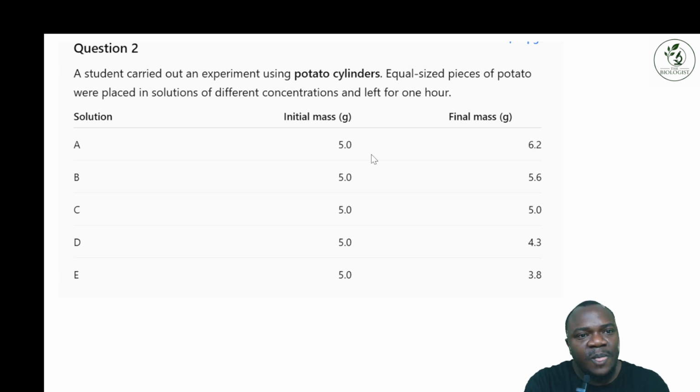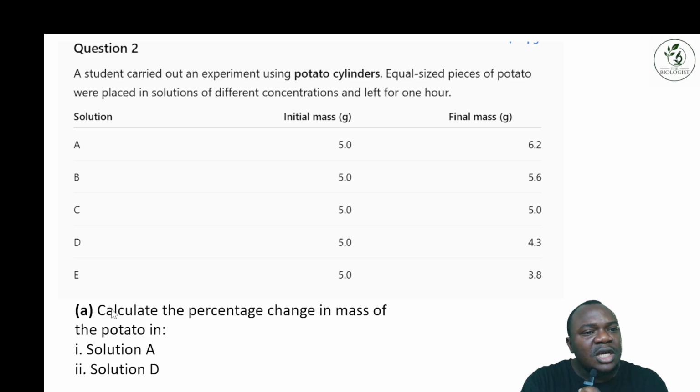So with this, I can tell you that for solution A, 5.0 was the initial mass, and it increased in mass, which means it was placed in a hypotonic solution, because water will tend to enter into the cell and make it increase in mass. The same thing for solution B. And solution C remains unchanged, which means solution C was placed in an isotonic solution, a neutral solution, which means there's no change in mass. But for D and E, it has reduced in mass, which means it was placed in a hypertonic solution, just for you to understand what this table is all about.